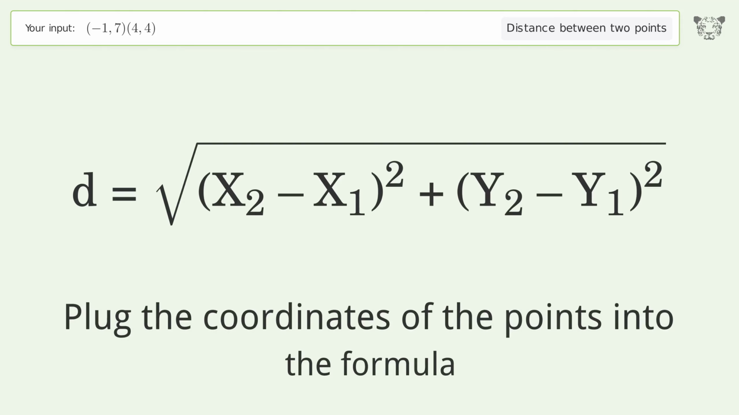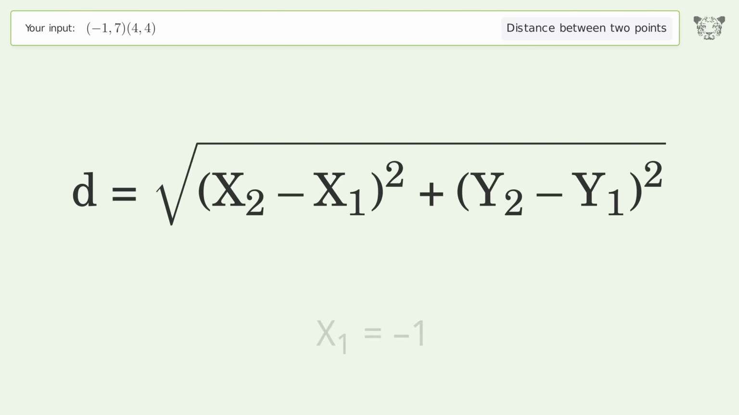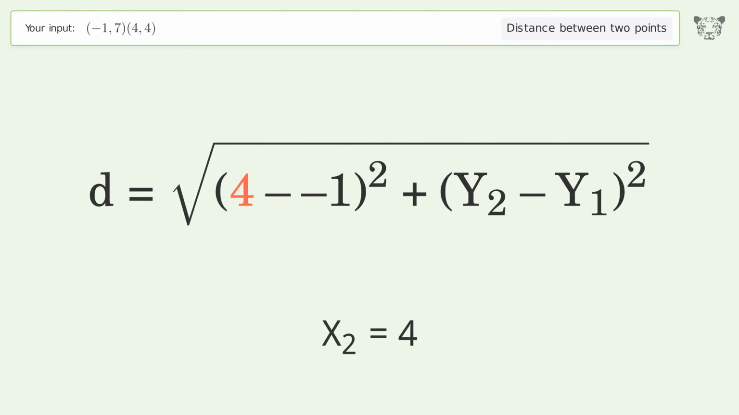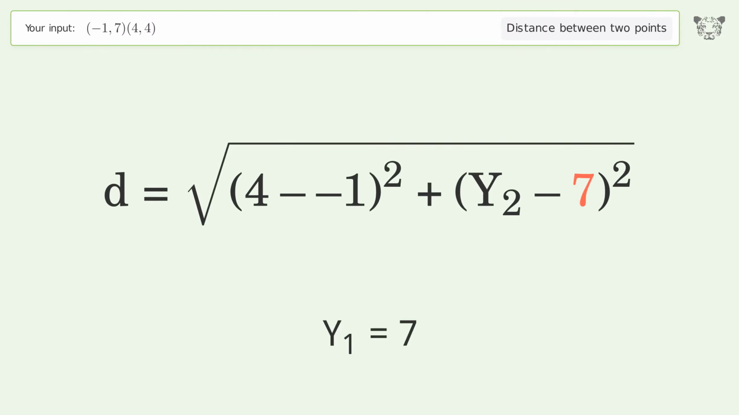Plug the coordinates of the points into the formula. x1 equals -1. x2 equals 4. y1 equals 7. y2 equals 4.